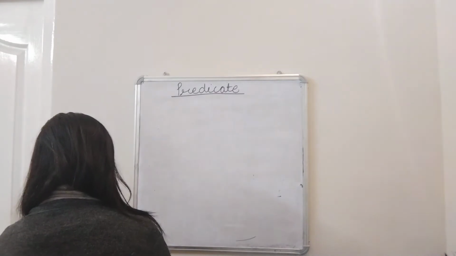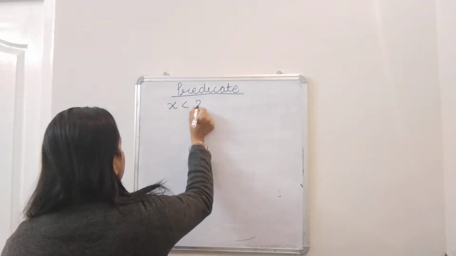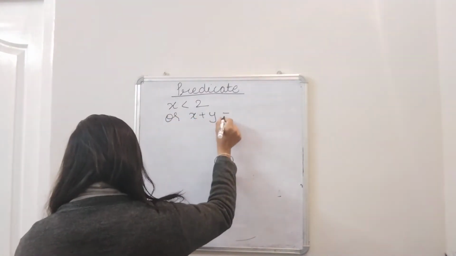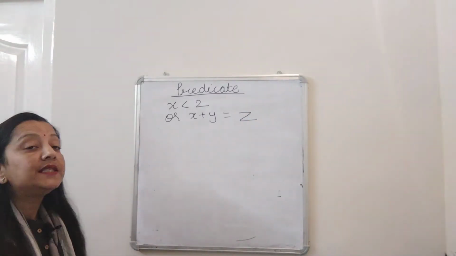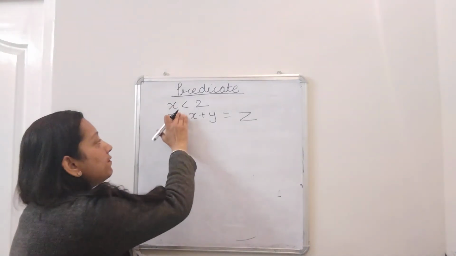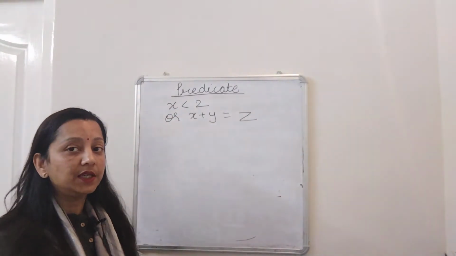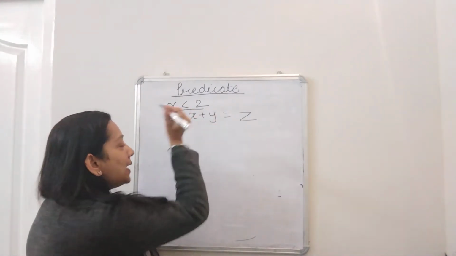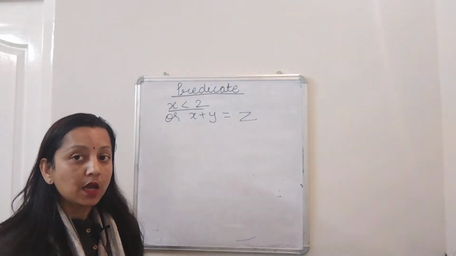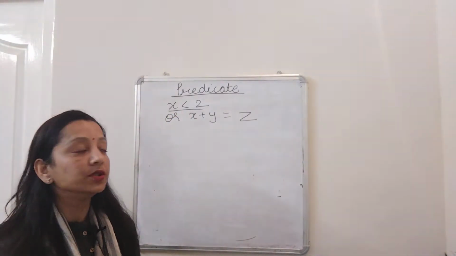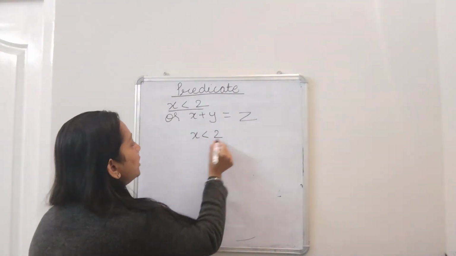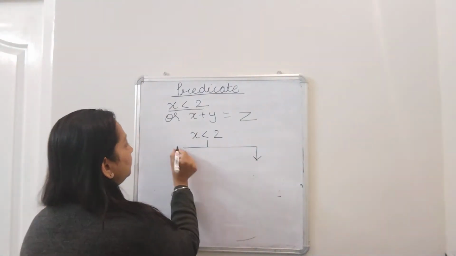If I talk about predicates, if there is a statement which says x is less than 2, or if I say x plus y is equal to z. Now these statements are neither completely true nor completely false unless the value of these variables is specified here. I cannot tell you whether x is less than 2 or it is not less than 2 unless I know the value of x. So that means this is not a proposition. This is a predicate.